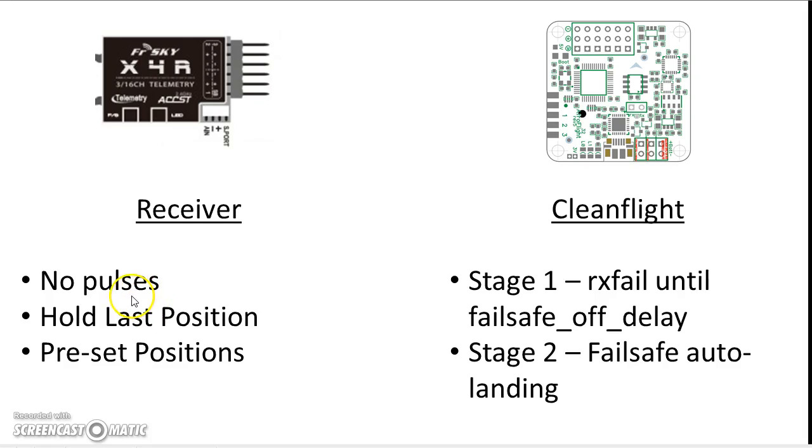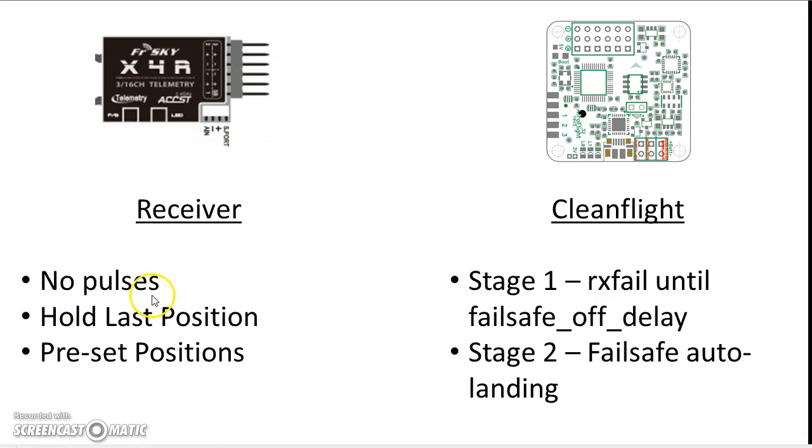And no pulses is probably most useful if you have a flight controller. I don't think I would use no pulses on a fixed wing. On a fixed wing, I would probably use preset positions and, like I said, set up the control surfaces how they need to be to make the plane sort of gently spiral into a landing and a glide slope.